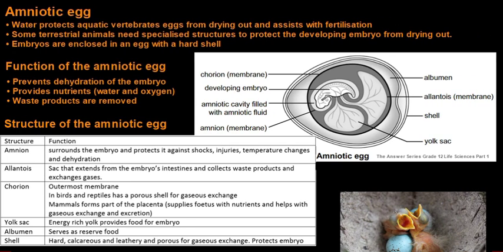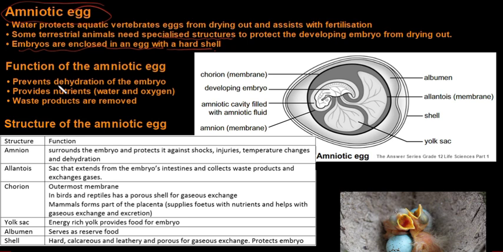Next, we'll look at the amniotic egg, which you should be able to label, and it's not that hard to draw it as well. It looks complicated, but as soon as you start, you'll see it's not that hard. So water protects the aquatic vertebrates' eggs from drying out and assists with fertilization. Whereas some terrestrial animals need a specialized structure to protect the developing embryo from drying out, and these embryos are then enclosed in an egg with a hard shell, which brings us to the amniotic egg.